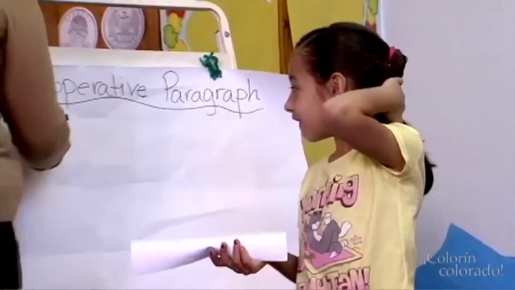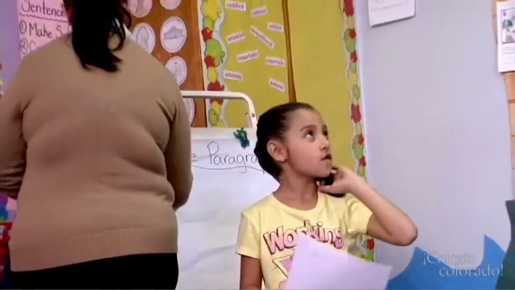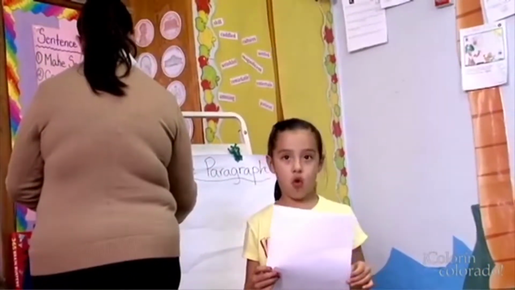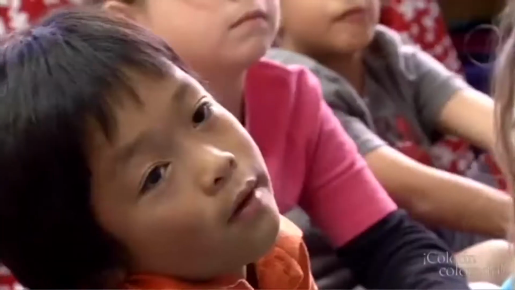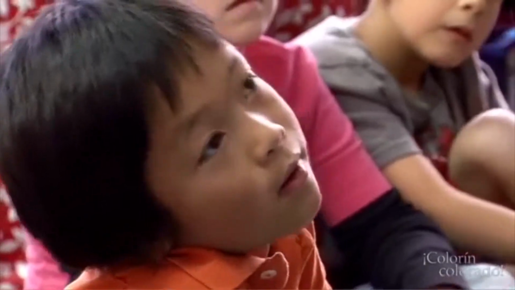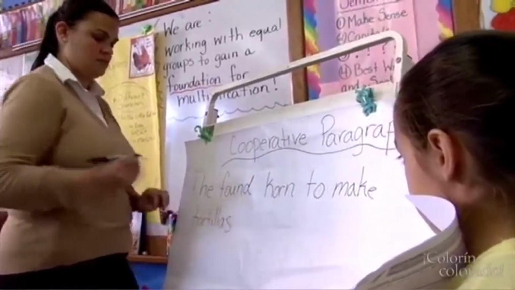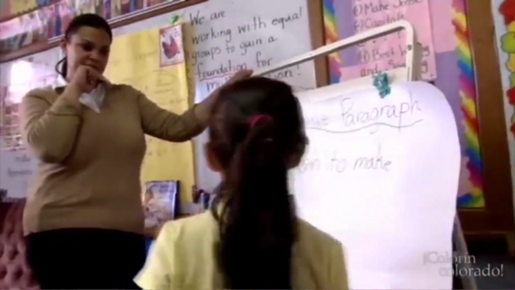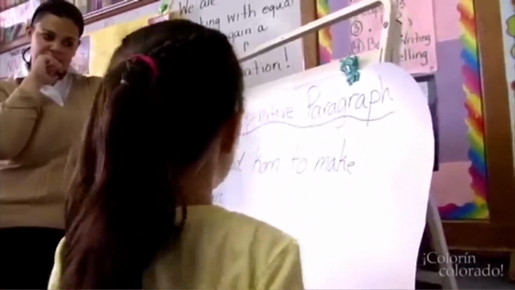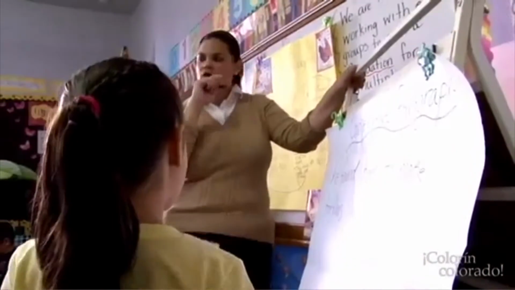An exercise like this gives English language learners a low-pressure situation in which to practice their language skills. They interact with their peers orally, write with the assistance of classmates, and then have the option of sharing that work with the whole class. So now, can we read this sentence? Can you read it for me, please? He found corn to make tortillas.